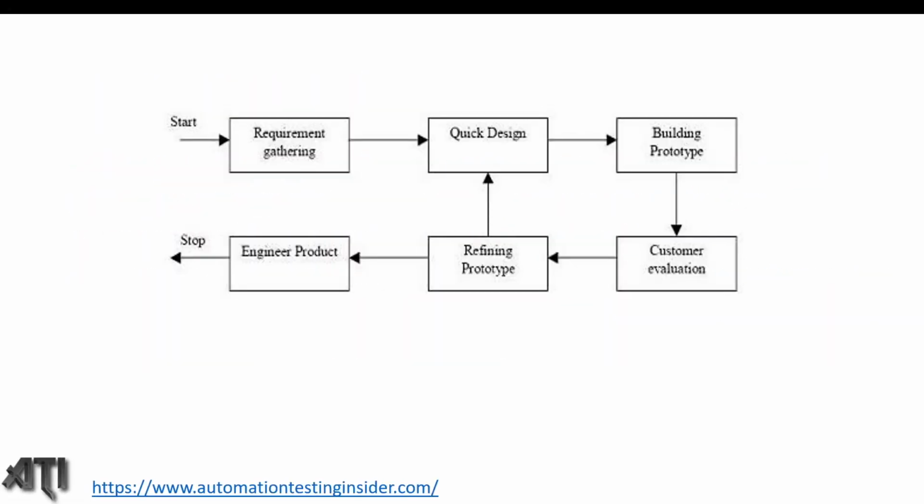So this is what we have discussed, guys, the process. Requirement gathering, quick design, building the prototype, and then customer evaluation, getting the feedback from the customer, refining the prototype based on their feedback. We make the changes on the prototype, and then go for the engineering product. Engineering is nothing but development and testing.